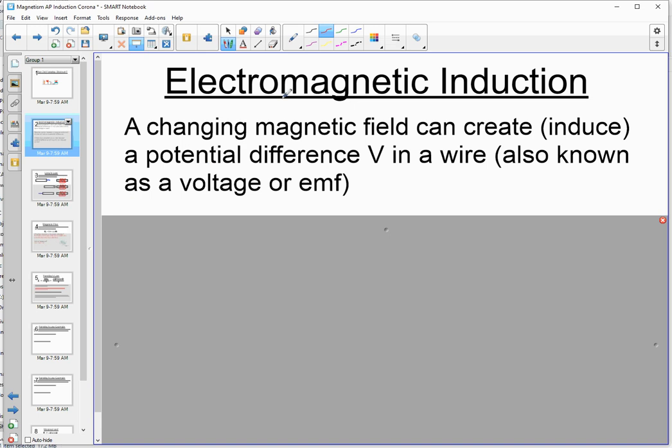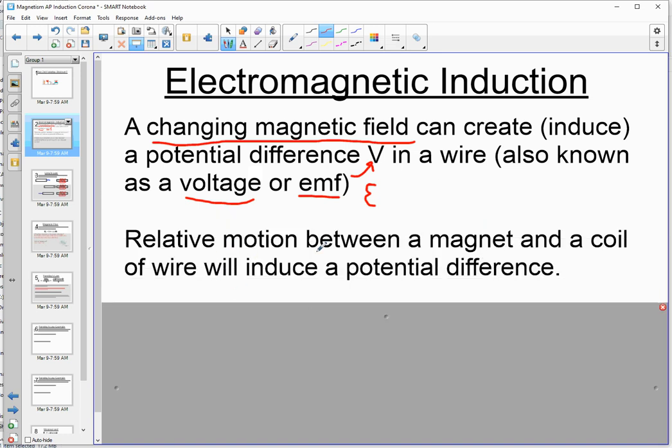So the official definition of electromagnetic induction is a changing magnetic field, which was caused by our changing current, can create or induce, that's where the name induction comes from, a potential difference in a wire. Now the potential difference, as you know, we can also call voltage, or in this slideshow, we're going to use EMF more than anything else, electromotive force. I'm not particularly fond of the term, but this is the old school term for potential difference or voltage, and it's usually written with a script E, a Greek epsilon, I believe.